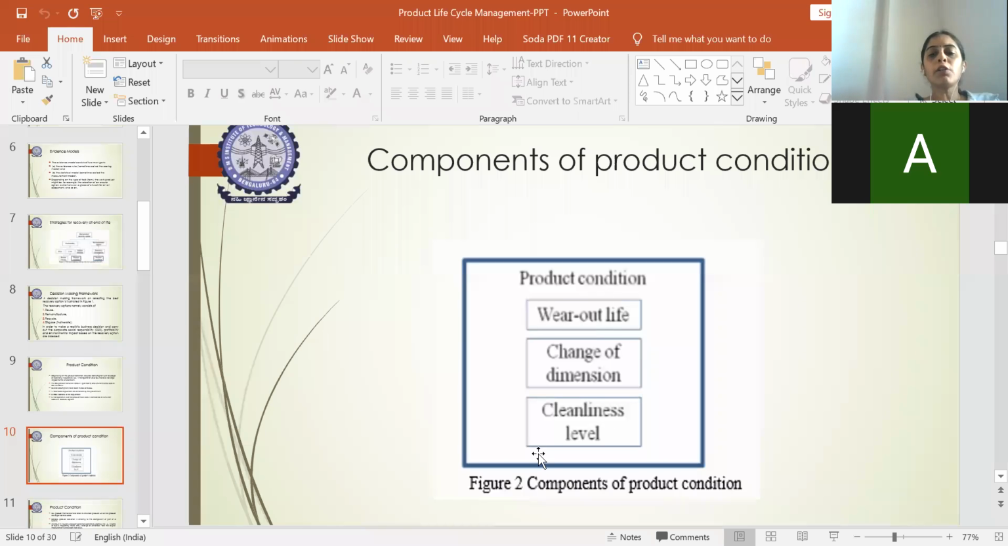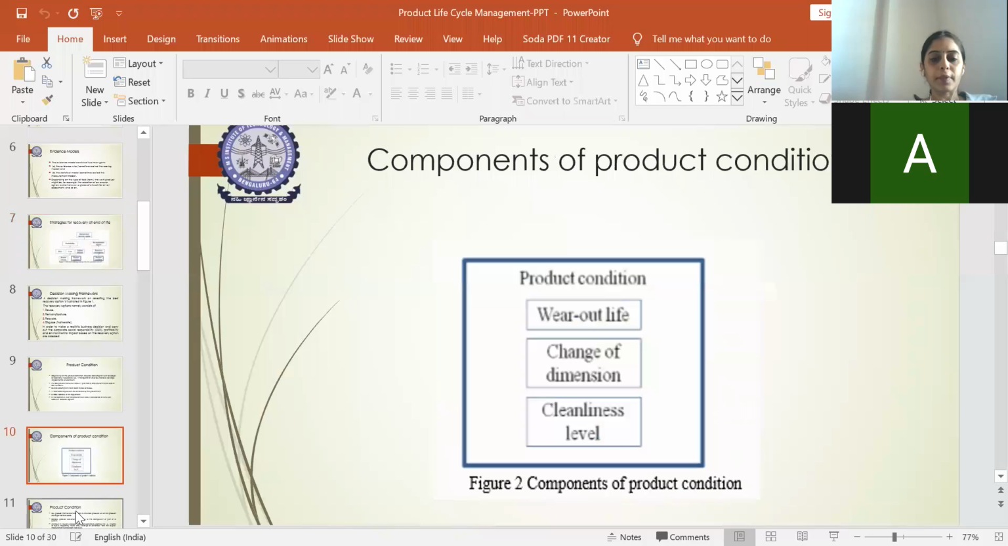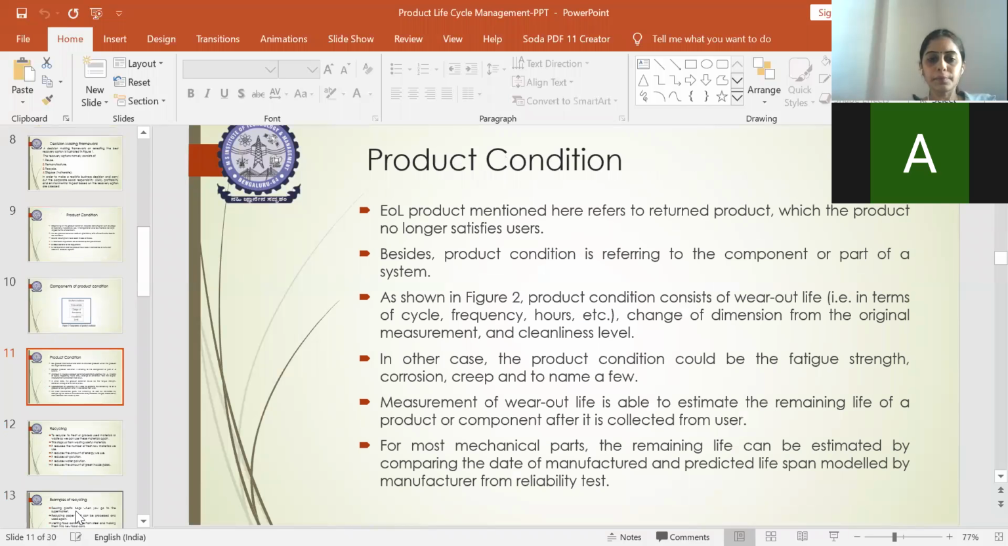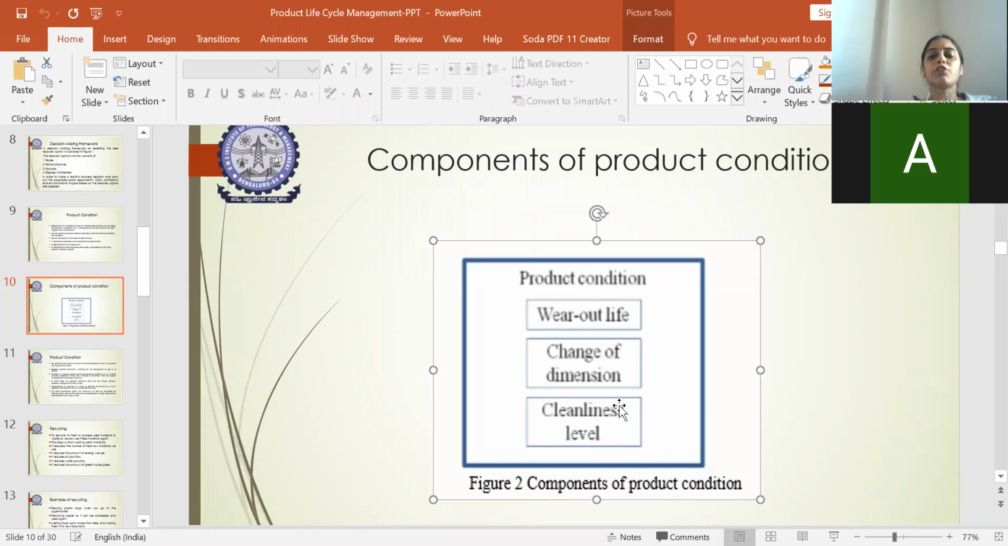So these are the conditions which are considered as components for evaluating how good the product is, along with profitability and the environmental impact. This is the same thing which has been explained in figure 2. Figure 2 shows the components of the product condition, which are related to cleanliness, change of dimension, and wear out life.